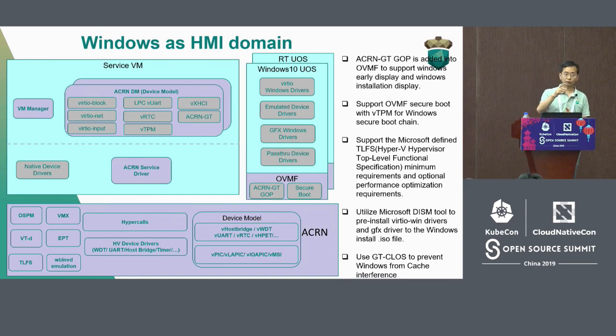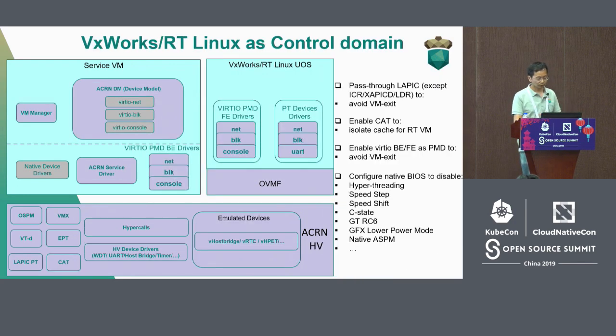And another example would be, as I mentioned, Windows is a malicious OS. And on our Intel hardware platform, we also have GT class for the graphics. It could access part of the cache, and it may interfere with the OS.